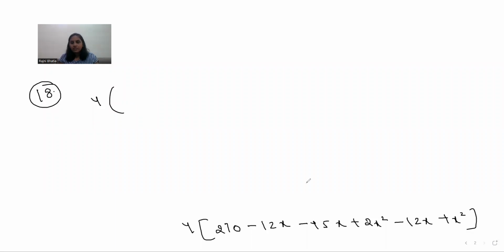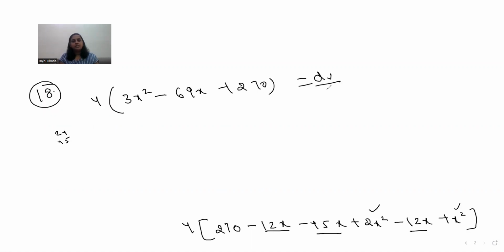So if I simplify this, this is going to give me 2 plus 1, 3x square. Then minus 12, minus 45 and minus 12, that is 24 plus 45, minus 69x, plus 270. This is my dv by dx.